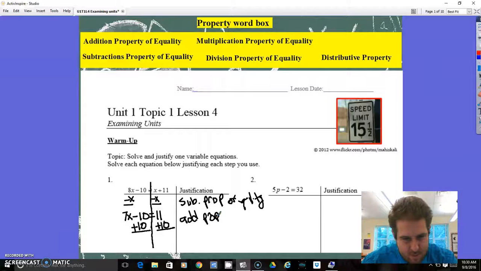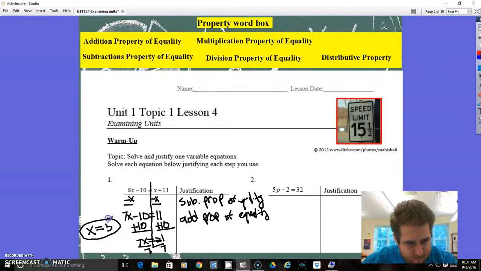And I'm just going to abbreviate because I don't really have space to, nor am I writing very well here. So, of equality. There we go. I'm writing a little slower, so it's working a little better. All right, so that's going to leave me with 7x on the left-hand side and 21 on the right-hand side. We are one step away. We need to divide both sides by 7. And that is going to leave us with an answer of 3. So that is the division property of equality.